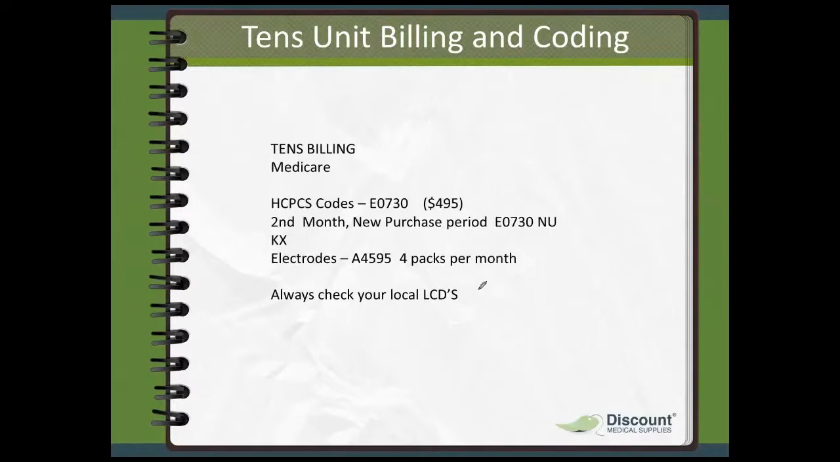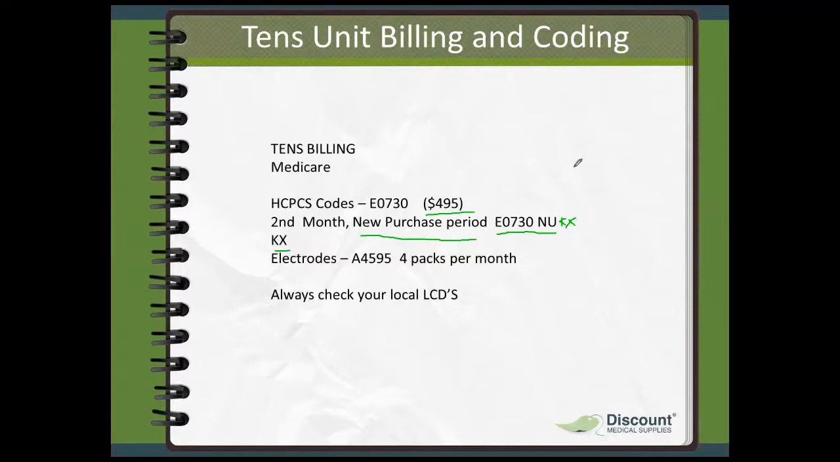So that was month 1, the rental. On month 2, we're going to bill this out as a new purchase, and you're going to bill it out as E0730 with an NU for new purchase and then a KX modifier. In fact, the KX will go right here. So E0730 NU KX, and that's going to stipulate you're billing it out as a new purchase.